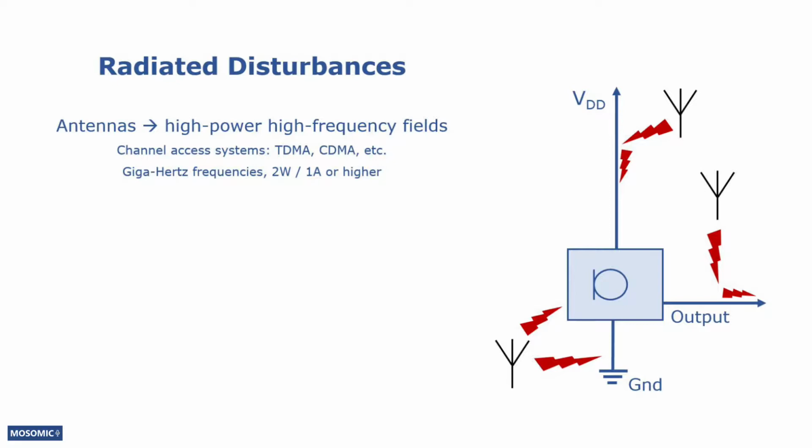The radio transmissions happen, for example, at frequency bands from 800 MHz to 900 MHz or from 1800 MHz to 1900 MHz. As technologies advance, higher frequencies are taken into use. The transmission power can be substantial, 2 watts or more, and the associated current can exceed 1 ampere.